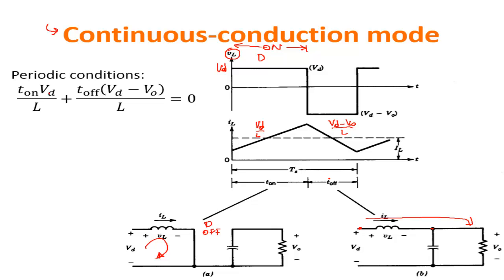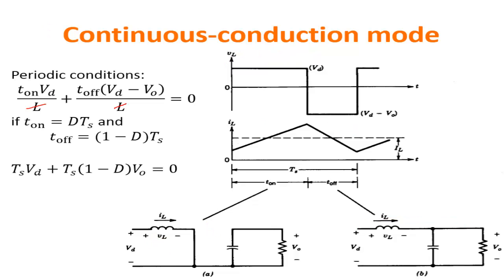This is easy to do. You just have to simplify L with L, then just to simplify the expression, D is the duty cycle, so T on is D times Ts, and T off is 1 minus D times Ts. Then if you substitute both, you obtain Ts and Ts that you can simplify.